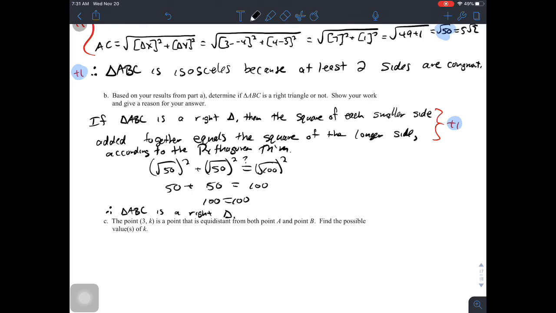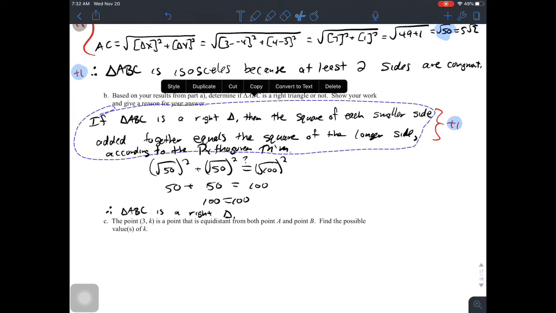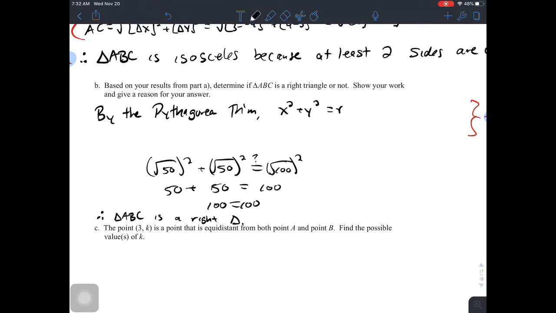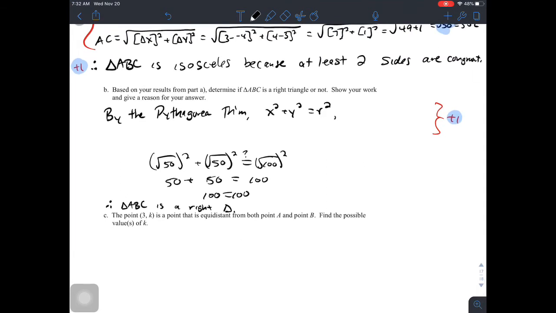You know what, I can clean that up a little bit to make this easier to write. It's a mouthful there. Let's do this. By the Pythagorean theorem, x squared plus y squared equals r squared, where x and y are legs of a right triangle, and r is the hypotenuse.